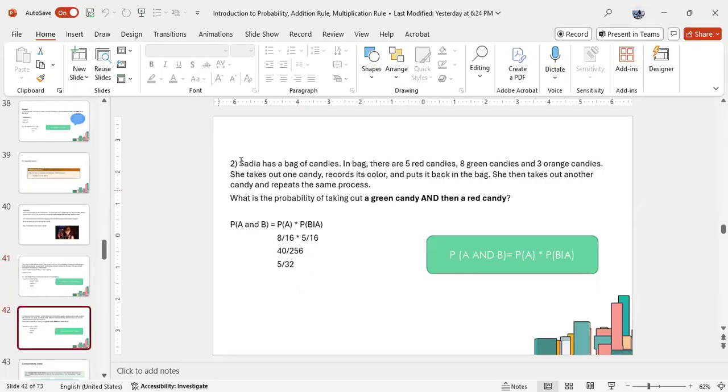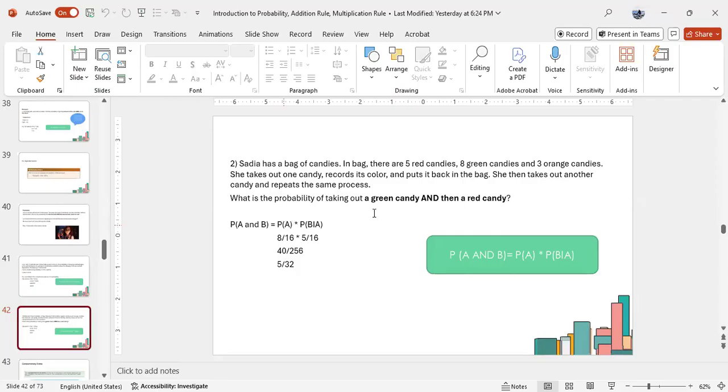We'll consider another example. Sadia has a bag of candies. In the bag, there are 5 red candies, 8 green candies, and 3 orange candies. She takes out one candy, records its color, and puts it back in the bag. She then takes out another candy and repeats the same process. What is the probability of taking out a green candy and then a red candy?